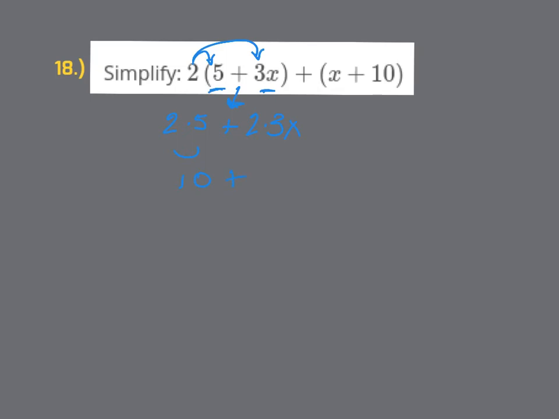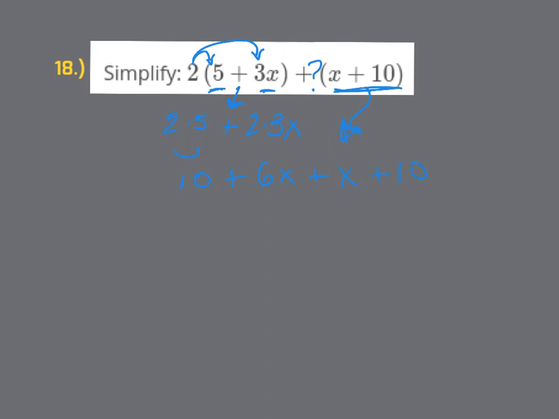Think about it, I've got 2 sets of 3 chairs. How many chairs do I have? I have 6 chairs. So 10 plus 6x. This number here, there's no number on the outside. Remember, whenever there isn't a number, it's a ninja one. We just can't see it. But I'm going to take that expression out of the parentheses because it doesn't need to be in there anymore and say plus x plus 10.